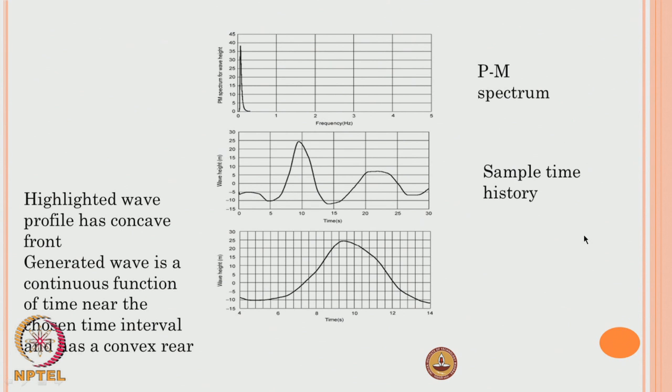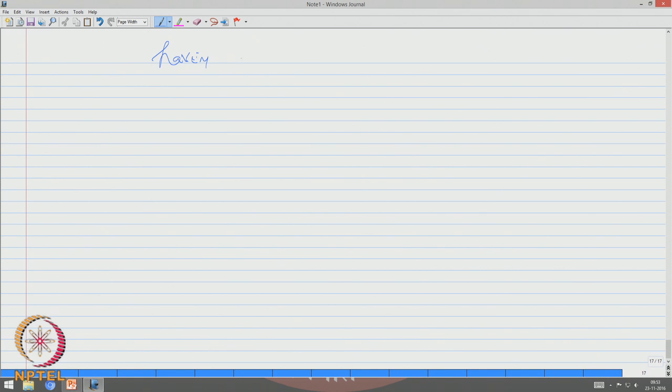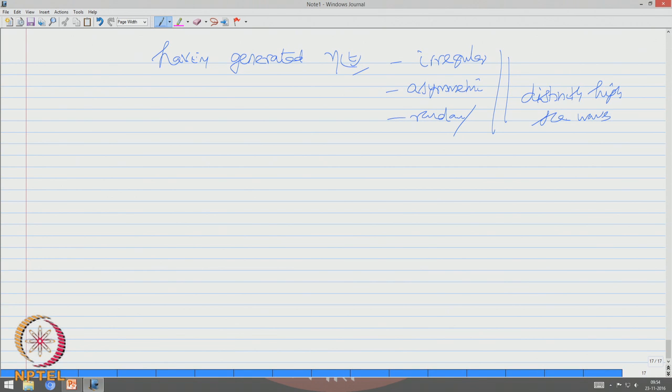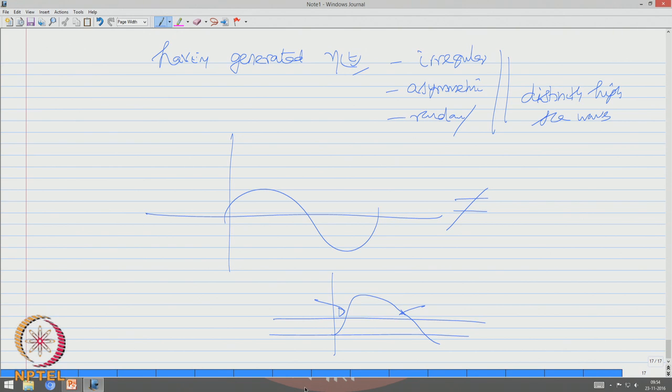Having generated the sea surface elevation, which is irregular, asymmetric and random, and of course causing distinctly high sea waves, we have now generated a sea surface elevation which is not uniform, but an irregular wave, which is having a concave front and convex rear, asymmetric about horizontal and vertical.